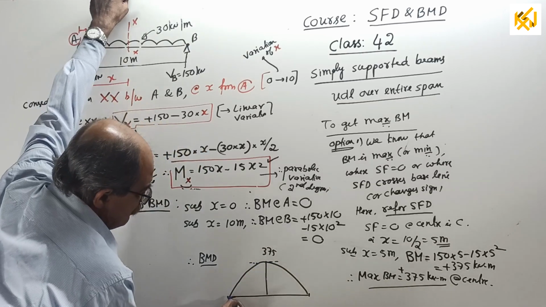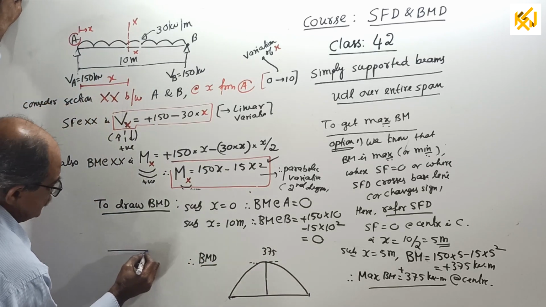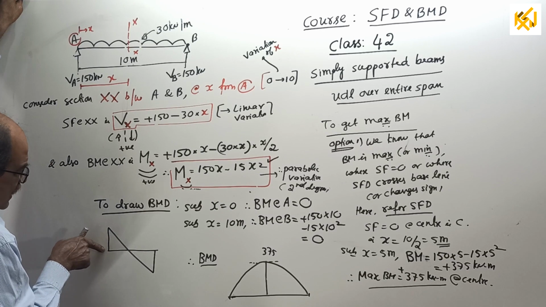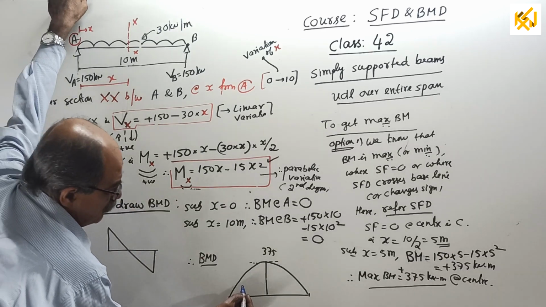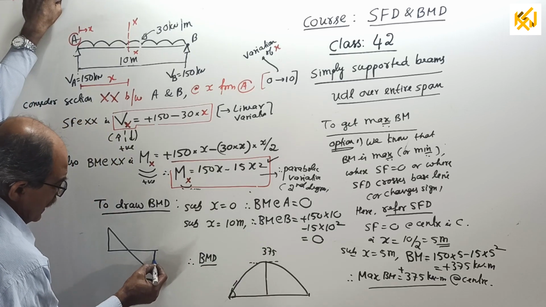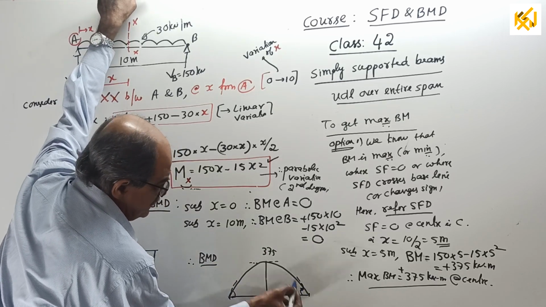See, why parabola this way? I told, once again observe, SFD is like this. Maximum shear force, so for BM the slope should be maximum here. Maximum negative shear force here. See, the slope again is maximum in the opposite direction.